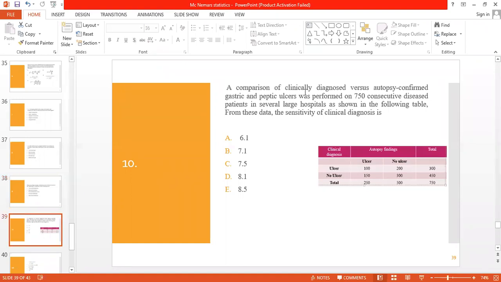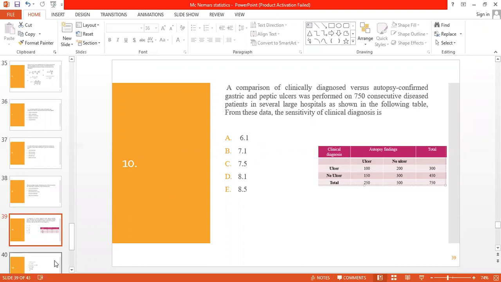A comparison of clinically diagnosed versus autopsy-confirmed gastric and peptic ulcer was performed on 750 consecutive diseased patients in several large hospitals, as shown in the following table. From these data, if we calculate the McNemar test, which is the right answer? 6.1, 7.1, 7.5, 8.1, or 8.5.